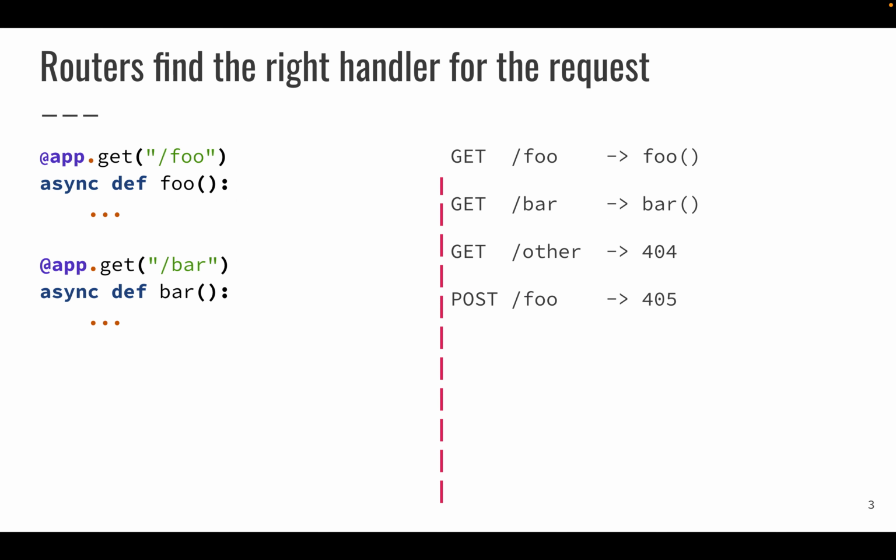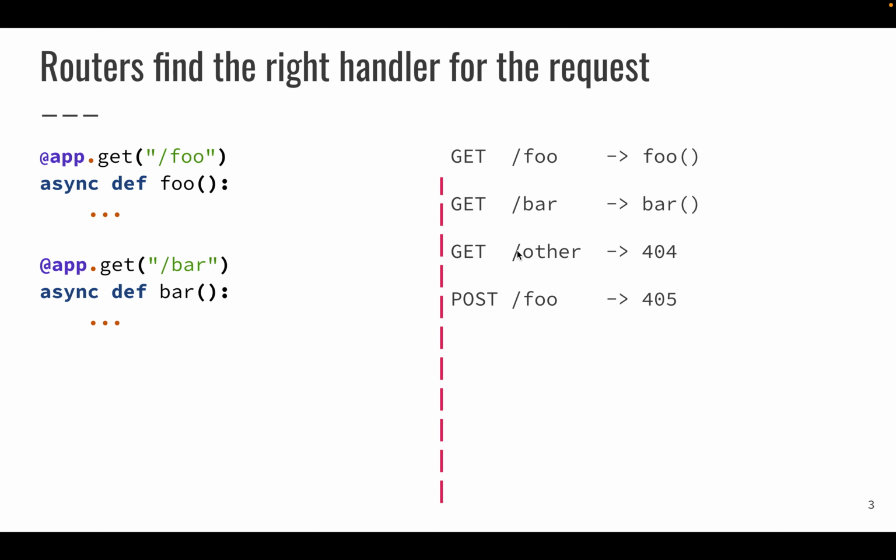But what is a router? Well, routers are what finds the right handler for the request. So that means that the router is what maps the request to a certain function or the handler. So here we have the Flask API defining it, and what we said here is that a GET request to /foo should be handled by the foo function. Here we say a GET request to /bar should be handled by the bar function. So the router's job is to take a request, for example, GET /foo, and call the foo function. And just to reiterate that, if the request was GET /bar, it should call the bar function.